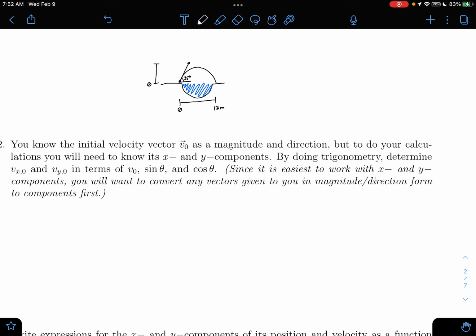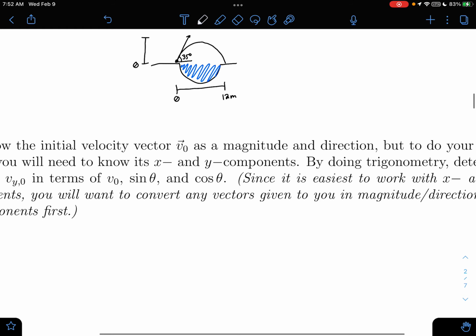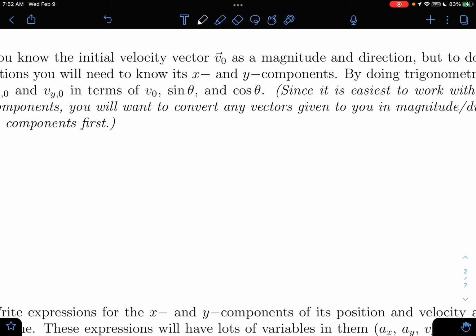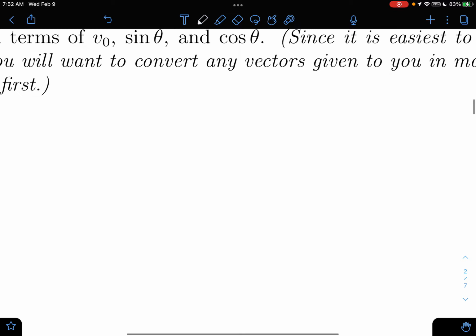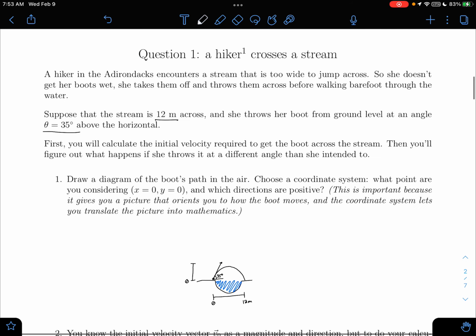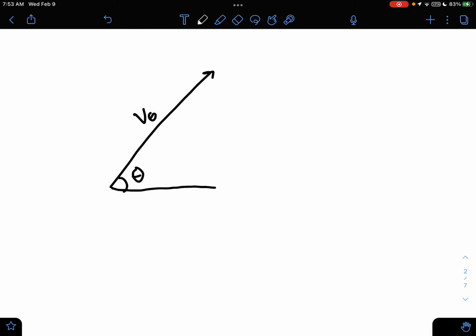So now we know our initial velocity vector is, as a magnitude, what we're trying to find, but we have our direction already. But it's easier to work with our X and Y components when we're looking at our kinematics in each direction. So let's start doing some trig for this. So here's our V naught, and here's our horizontal with our, I'm just going to keep it as theta for right now, but it was given in the problem, at 35 degrees.